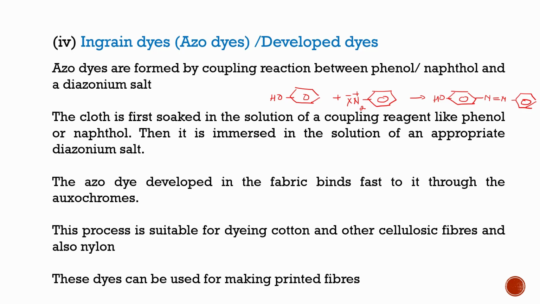So we have seen earlier the structure of azo dyes. It contains these N=N bonds. So the cloth is first soaked with a solution of the coupling reagent like phenol. So first it is soaked with one of the reagents, phenol or naphthol. Then it is immersed in the solution of an appropriate diazonium salt. And the dye is formed inside the fiber and it gets trapped in the fiber. The azo dye developed in the fiber binds fast to it through the auxochromes. This process is suitable for dyeing cotton and other cellulosic fibers and also nylon. These dyes can be used for making printed fibers.